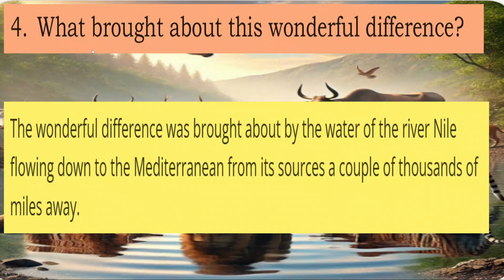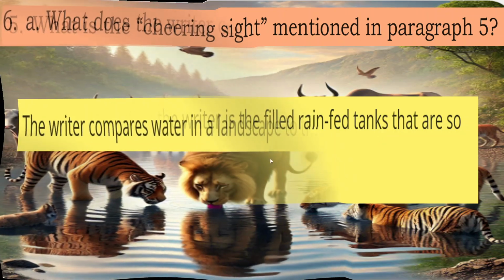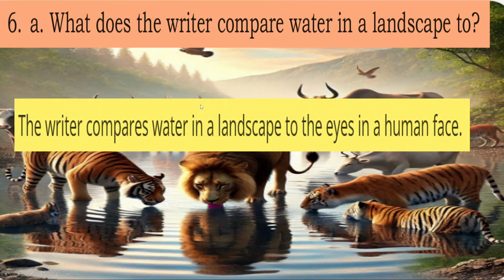Question number 4. What brought about this wonderful difference? The wonderful difference was brought about by the water of the River Nile flowing down to the Mediterranean from its sources a couple of thousands of miles away. 5. What is the cheering sight mentioned in paragraph 5? The cheering sight to the writer is the filled rain-fed tanks that are so common in South India.